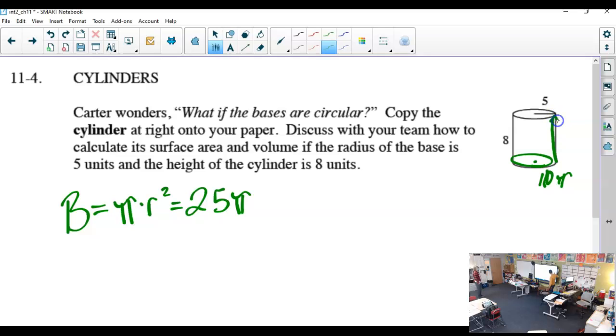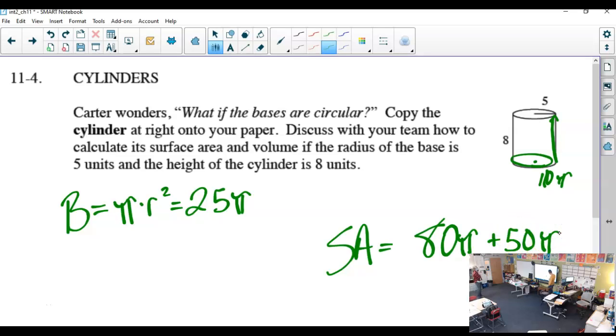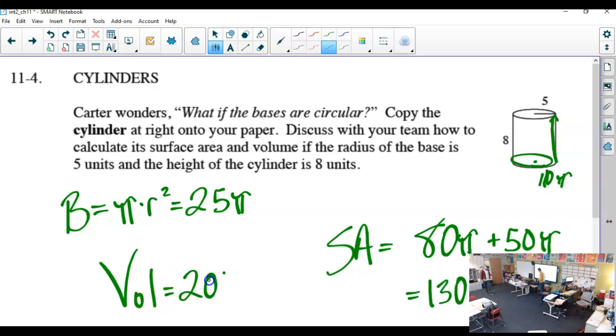So we're going to have 80 pi plus 50 pi from 2 of the bases. So it's 130 pi. That's a lot of pi. And then the volume is just big B times 8, which is 200 pi, whatever the units cubed. Huge.